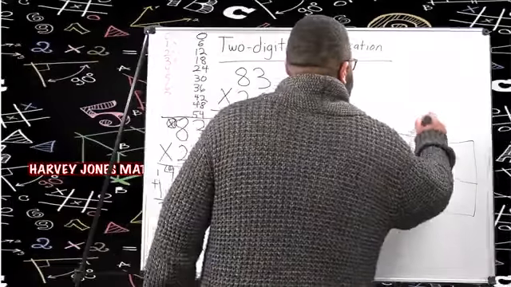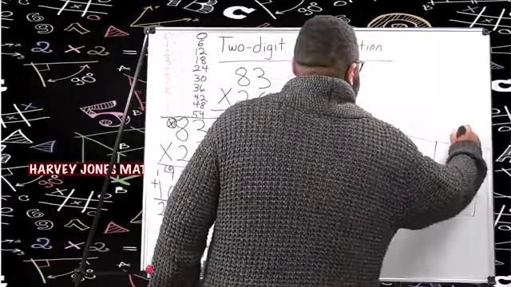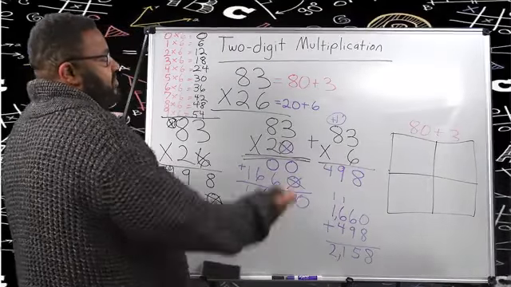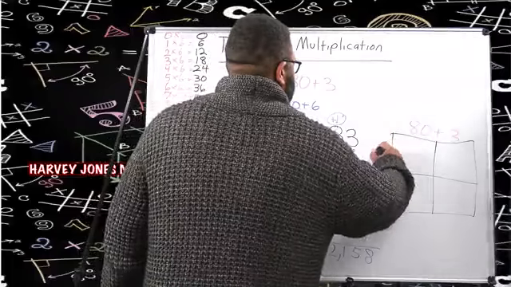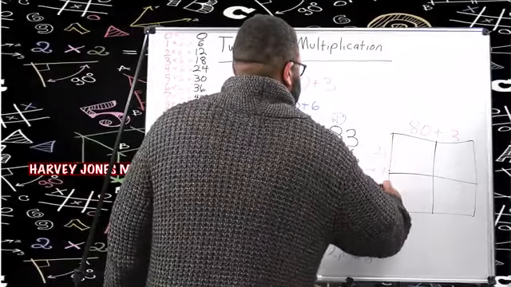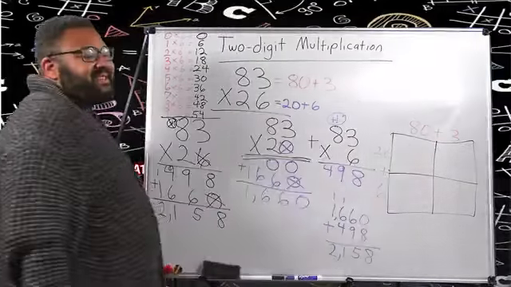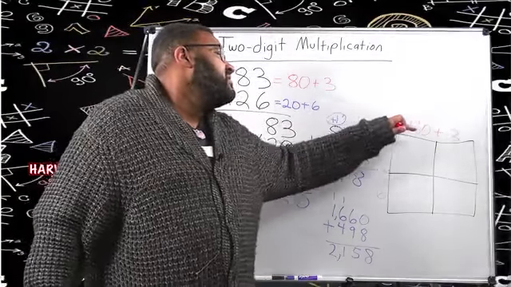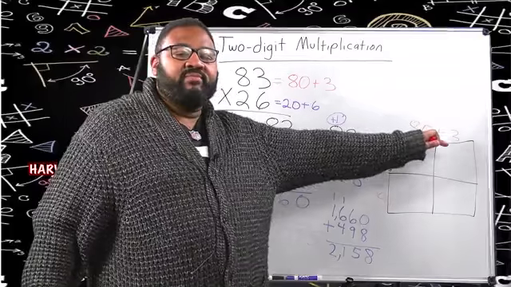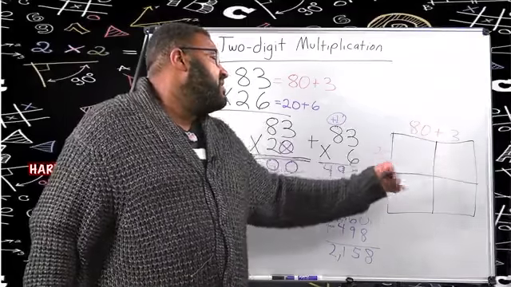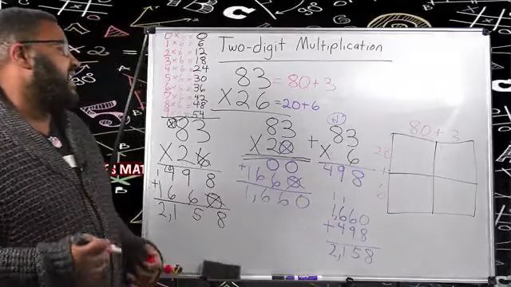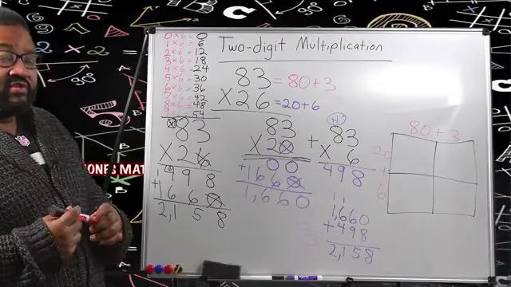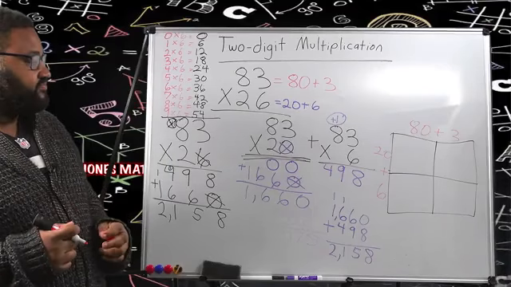80 plus 3. Okay, and I'm going to bring it on this side this time. 20 plus 6. Mr. Jones, last time you put it on the side. It doesn't matter what side you put it on, as long as you have the addition sentence up at the top and an addition sentence going to the side. Questions or concerns for those taking notes?